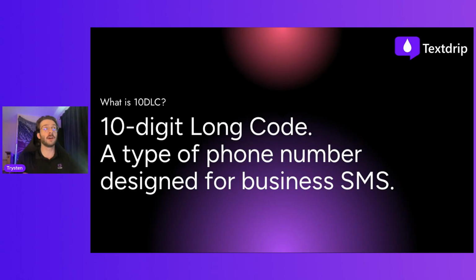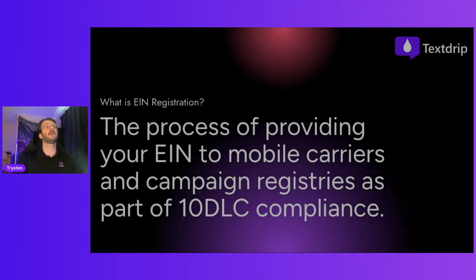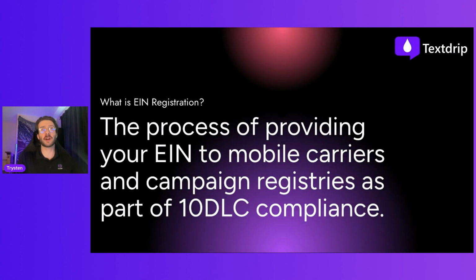So to kick us off, what is 10DLC? All 10DLC stands for is a 10-digit long code. It's a type of phone number specifically used for business SMS. They traditionally have a larger throughput as well as higher deliverability rate than traditional long codes. EIN registration is the process of providing your EIN to mobile carriers and campaign registries as part of 10DLC compliance. It's just a way to identify that you're a legitimate business within the United States conducting marketing or messaging through SMS networks.